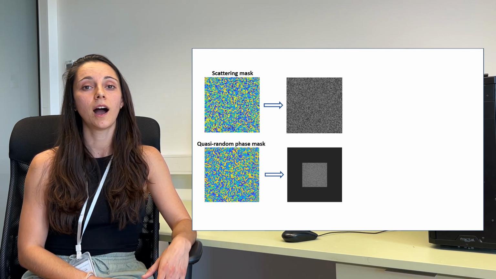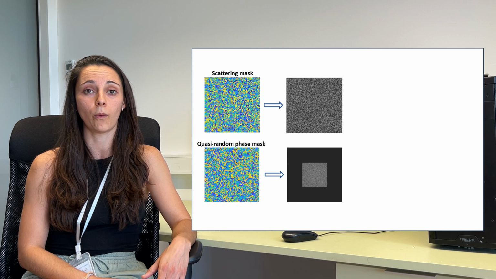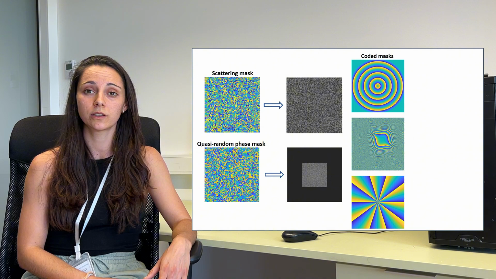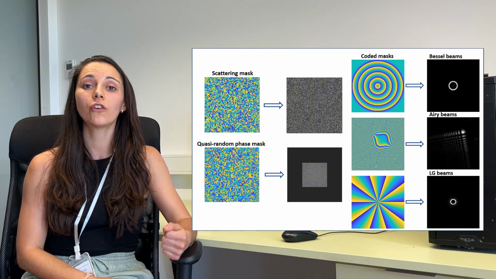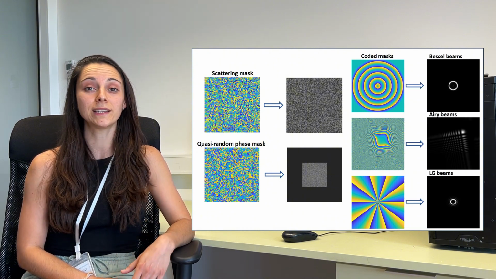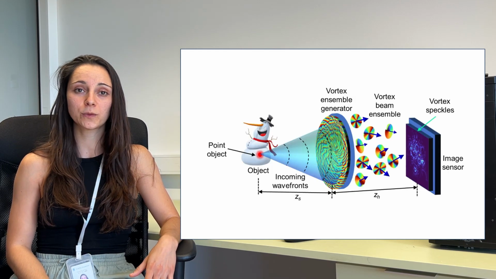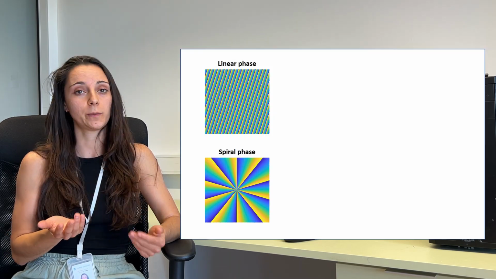In recent studies, ICOACH has also been implemented using a wide range of coded masks that generate spatially structured beams, such as Bessel beams, Airy beams, or Laguerre-Gaussian beams, and even sparse arrays of such structured beams that do not interfere with each other. In this study, we proposed and demonstrated for the first time ICOACH using a phase mask that generates vortex speckles. We have designed a mask that generates beams with a combination of two properties, with random values assigned, a linear phase and a spiral phase.